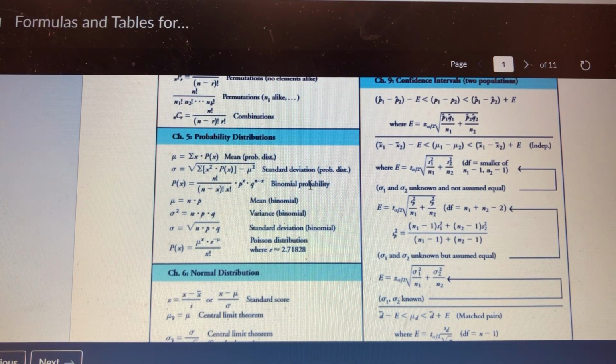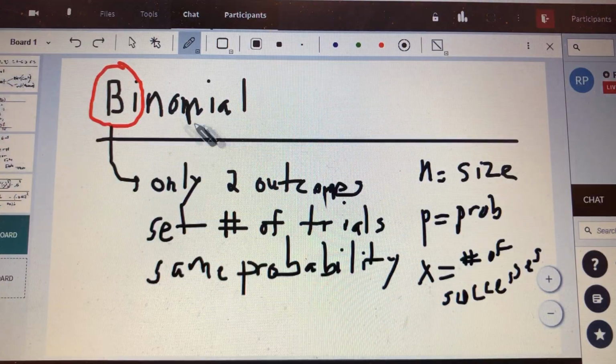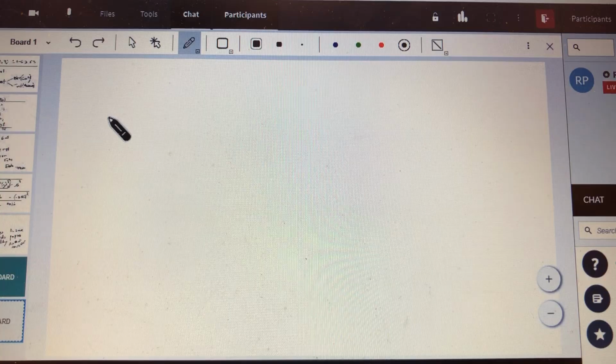This third thing down. So we already did the first 2. We did the mean of a probability distribution. We did the standard deviation of a probability distribution. The third one says binomial probabilities, and it looks like a fancy formula, but it's not as bad as it looks. What they're really doing is, let me show you the better way of thinking about it.